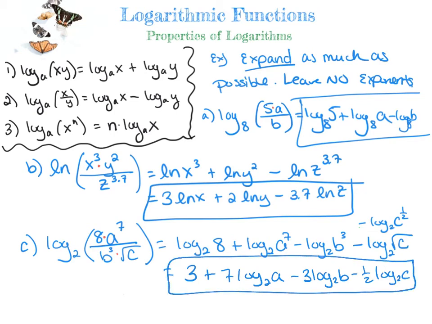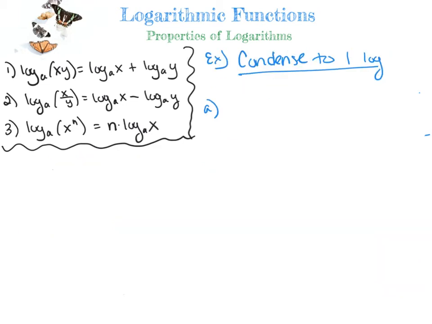Great. Let's do a couple problems where we go the other direction and condense. So now let's condense each of the following into a single logarithm. For the first one, let's do ln of 7 plus 6 ln of y minus 8.2 ln of z.